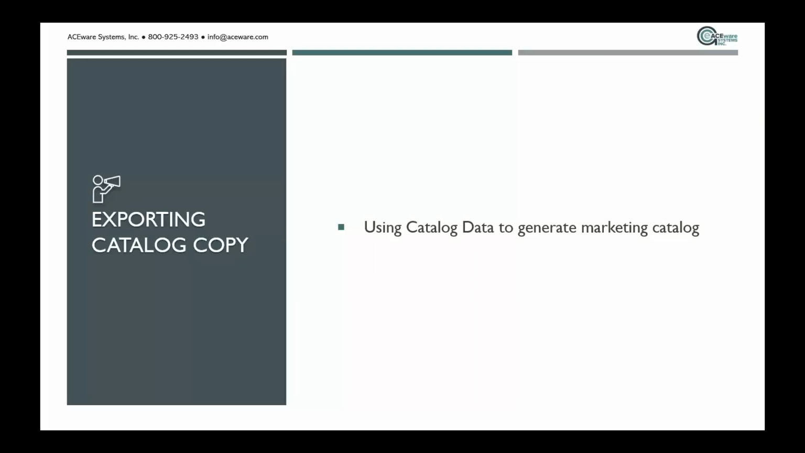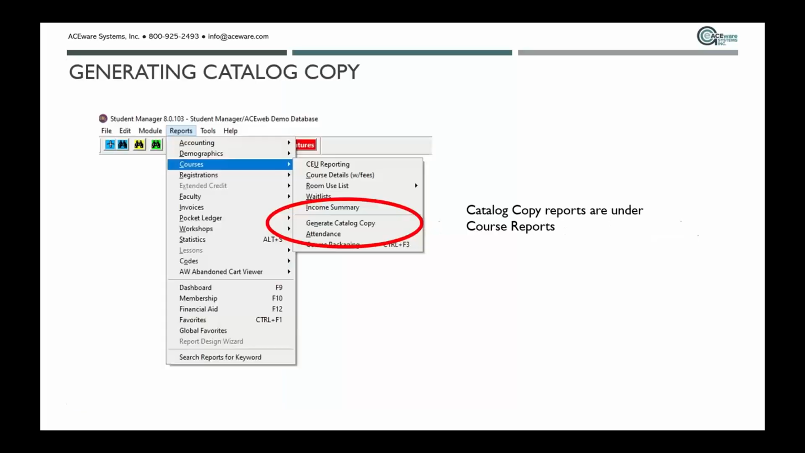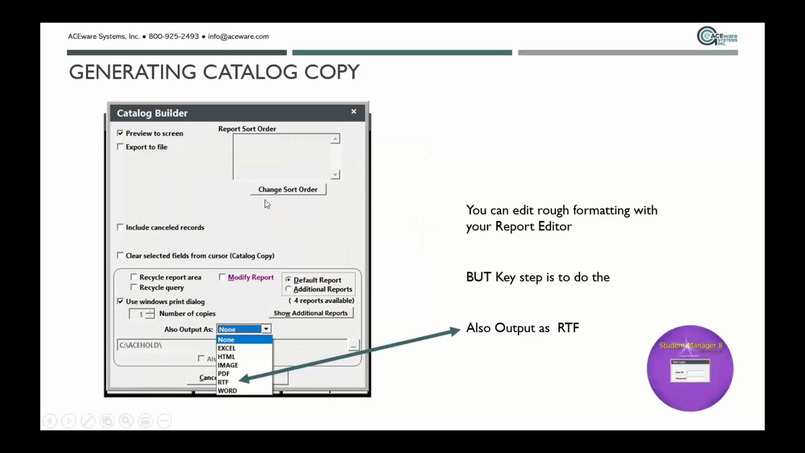Finally, exporting catalog copy. And this is kind of one we almost forgot to mention, but one of the things that Catalog Builder does by putting in a course description is that you can use that catalog data to generate data to fill a marketing catalog. Again, whether it's a PDF on the web or one you send to the printer. So under Reports, Courses, Generate Catalog Copy, it gets you to the spot, and you can format the reports the way you want, but the key step is to do the export.